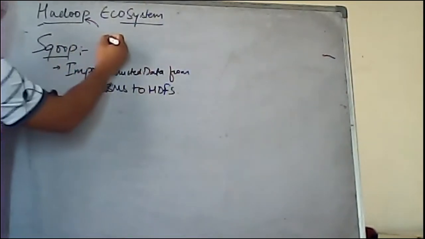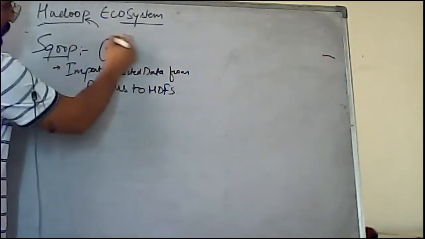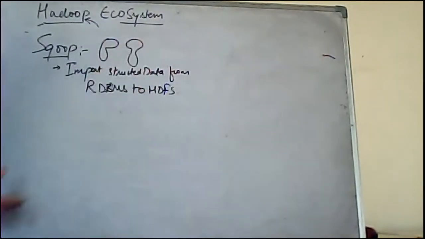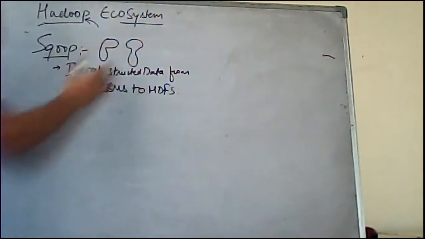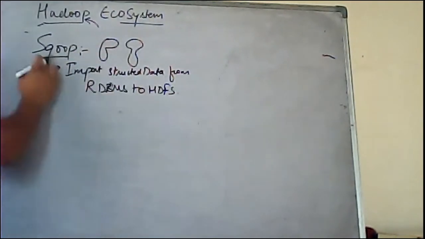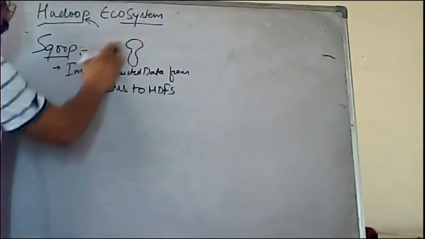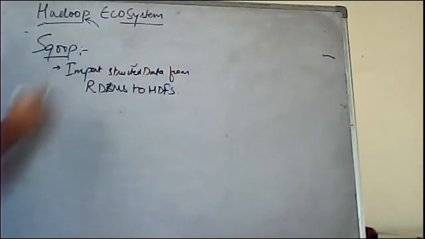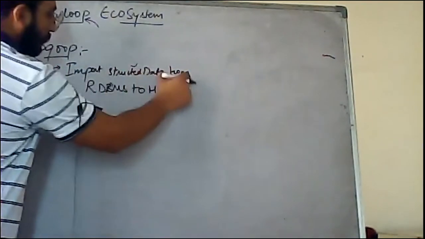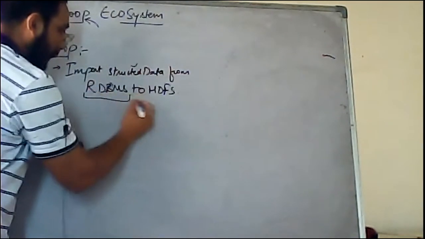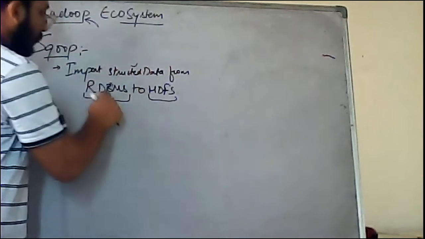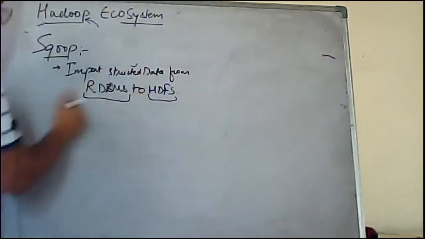Okay, Sqoop is like your ice cream scoop. Okay, that is why it is named that way. This is the structure of your Sqoop, an ice cream scoop, that is why I am telling you that a scoop-like structure is there. And what is the main functionality? Import structured data from your relational database to your HDFS. It will import your structured data from your RDBMS to your HDFS.